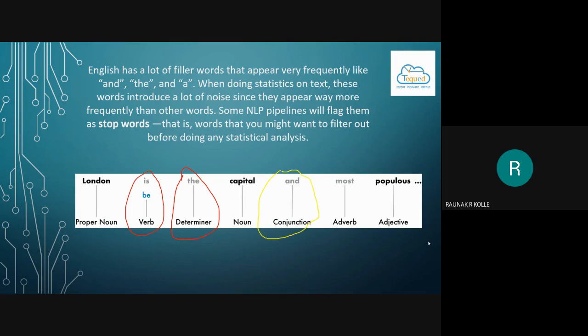In this sentence, we can see that the words are marked according to parts of speech. London is a proper noun, is a verb, the is a determiner, capital is a noun, and is a conjunction, most is an adverb, and populous is an adjective. Now let us mark the likely stop words.